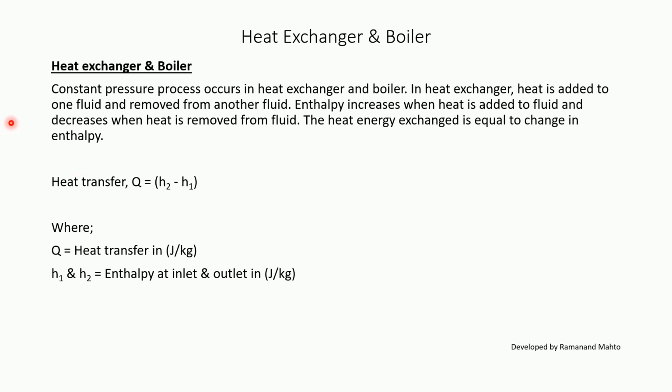Heat exchanger and boiler. Constant pressure process occurs in heat exchanger and boiler. In heat exchanger, heat is added to one fluid and removed from another fluid. So enthalpy increases when heat is added and decreases when heat is removed. So heat energy exchange is equal to change in enthalpy. So heat transfer Q is equal to H2 minus H1, where Q is heat transfer in joule per kg, and small H1, H2 are enthalpy at inlet and outlet.